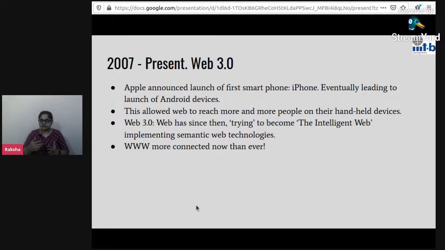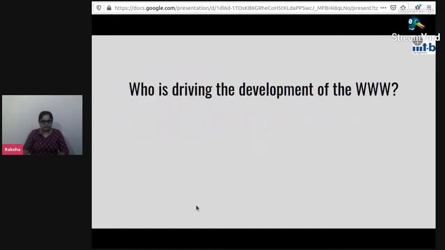right? We are never separate from the web. Every minute we are giving, or we are part of the web all the time. So that was a huge transition. So from then, the web has reinvented itself as Web 3.0, which is also sometimes called the semantic web. And it has been trying to become the intelligent web. Nobody has confirmed yet that it has become that intelligent, but the World Wide Web definitely has been more connected than ever, right? So this is a brief introduction or a history of the web so far.